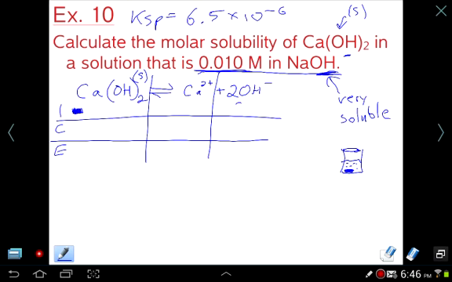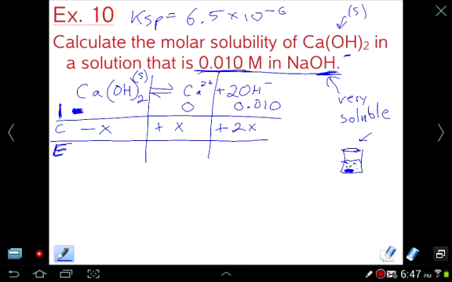So we will have 0.010 initially present of hydroxide and nothing of the calcium, because what we mean by initial is the point at which we just throw the solid into our solution. Equilibrium is the point at which we now have a bunch of dissolved solute. So as we get to equilibrium, we must lose on the calcium hydroxide side and gain on the product side. Now here we'll have to gain 2x.